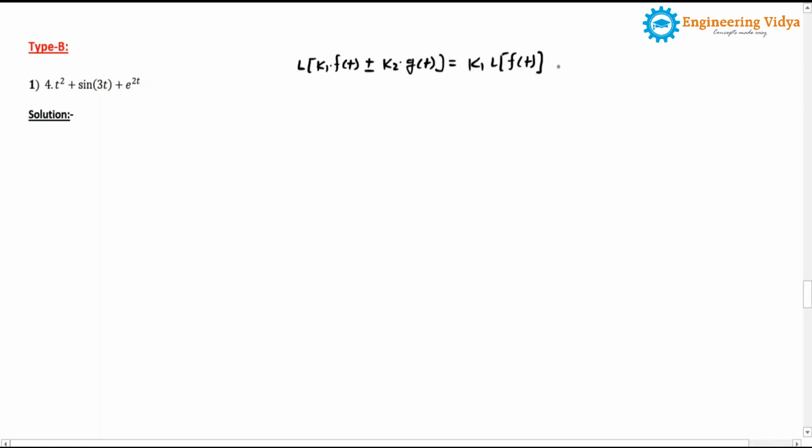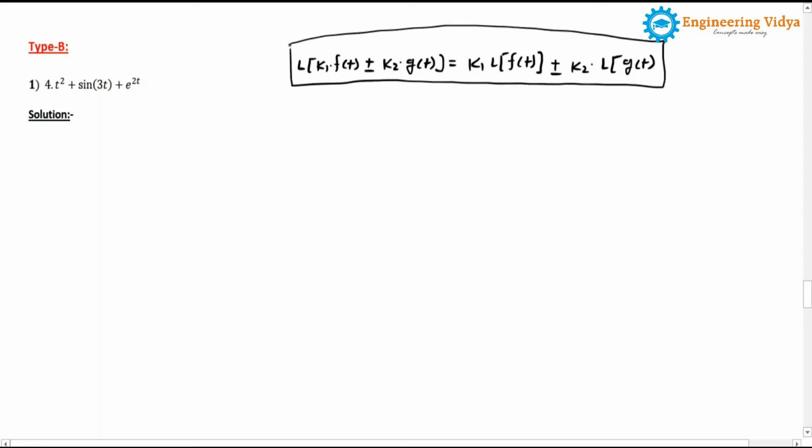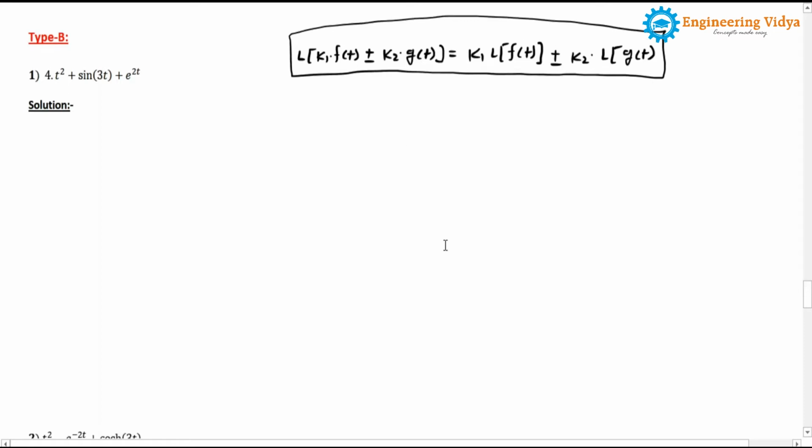And here we have a plus or minus sign, so the plus or minus sign will stay here, and then k2 can be considered outside because it is also a constant, and then the remaining thing is g of t, so we will take the Laplace transform of g of t. So this is basically called the linearity property of Laplace transform, and with that property we can solve the problems of type B and type C.